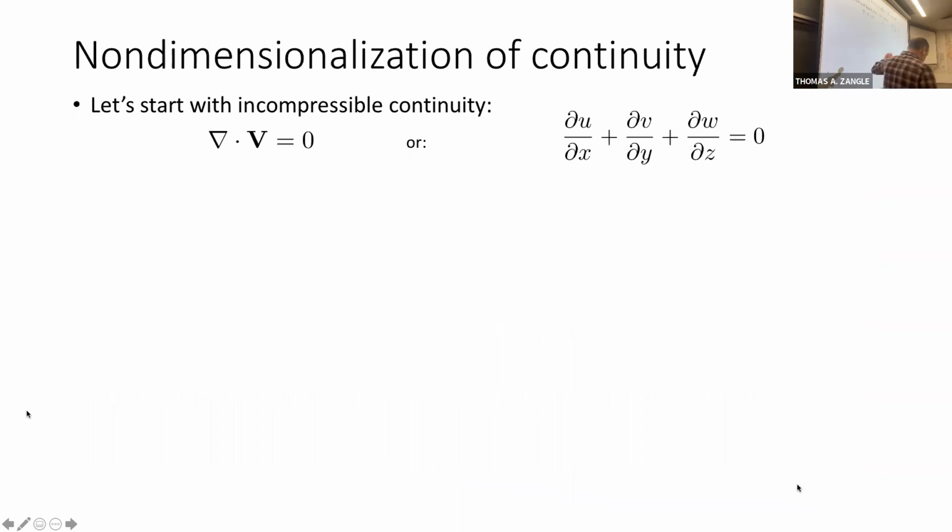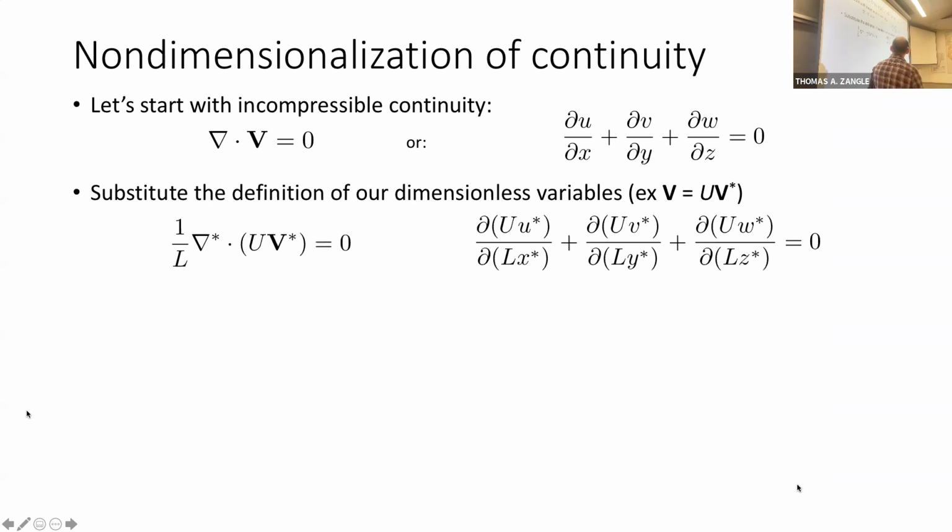So let's go through and apply this now. We're going to start with incompressible continuity, right? So we have del dot v is equal to 0, or in Cartesian, du dx plus dv dy plus dw dz is equal to 0. And now we're going to go through and replace each one of those variables with their dimensionless counterparts.